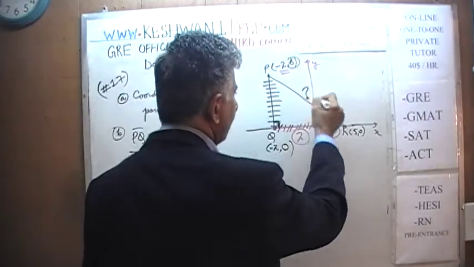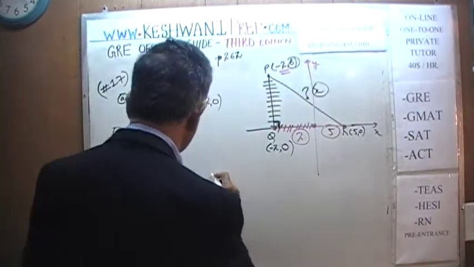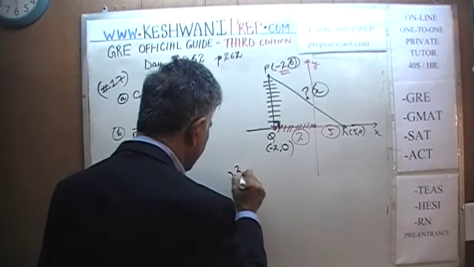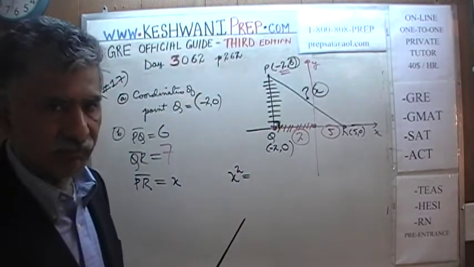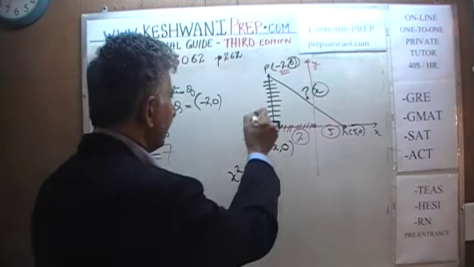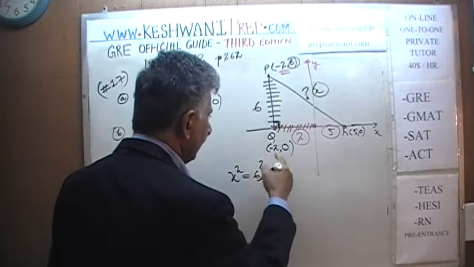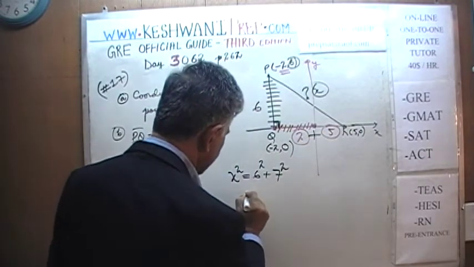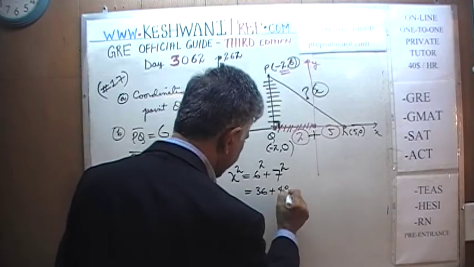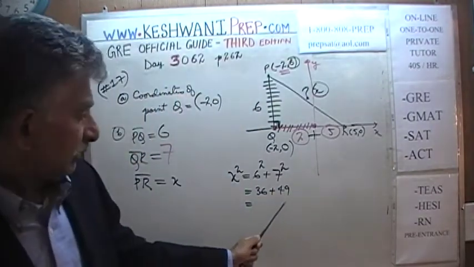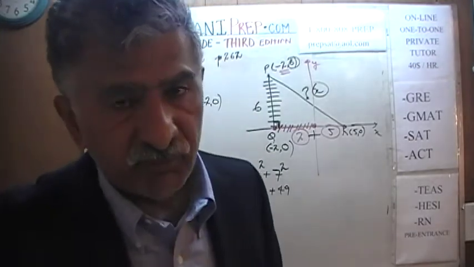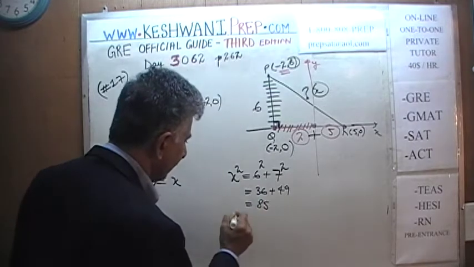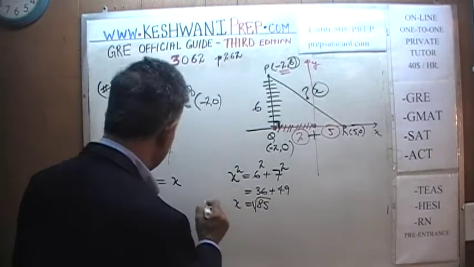We are looking for P to R, let's call it X. So the hypotenuse squared, which is our P to R, X squared, will have to be the sum of the squares of the other two sides. P to Q we just established is 6, so it's 6 squared. And Q to R we just established is 2 plus 5, which is 7, so it's 7 squared. 36 plus 49. 36 plus 50 would have been 86, so it's 85, because we're not adding 50, we're adding 49. So X is simply the square root of 85.